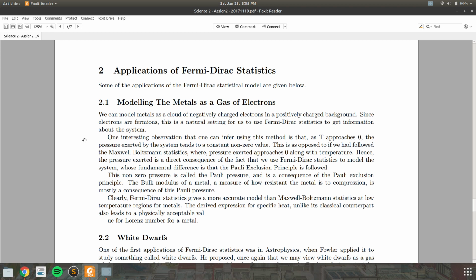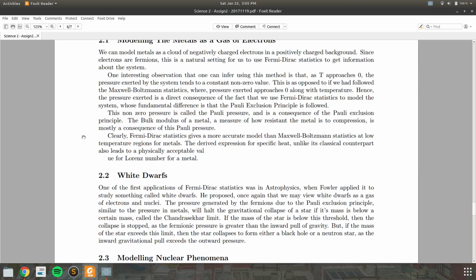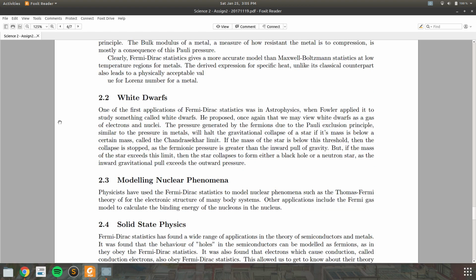The bulk modulus of a metal, that is the measure of how resistant a metal is to compression, is mostly a consequence of this Pauli pressure. Clearly, Fermi-Dirac statistics give a more accurate model than the Maxwell-Boltzmann statistics at low temperatures, especially for metals. The derived expression for specific heat, unlike the classical counterpart, also leads to a physically accepted value for the Lorenz number of metals. Then we talk about white dwarfs.